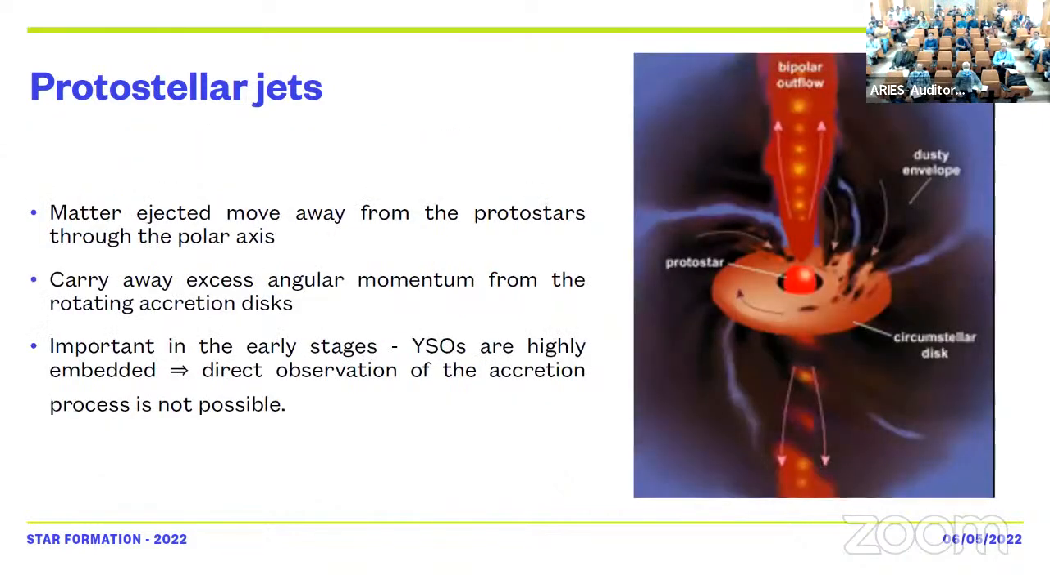Now, when a protostar accretes matter from the surrounding envelope through a circumstellar disk, some of the matter is ejected away from the protostar along the polar axis, and this carries away excess angular momentum from the rotating accretion disk. The detection of these bipolar outflows becomes important in the early stages of star formation, especially for massive stars, where these YSOs are highly embedded and direct observation of such accretion processes is not possible. So such bipolar outflows act as indirect tracers of accretion in high-mass stars.